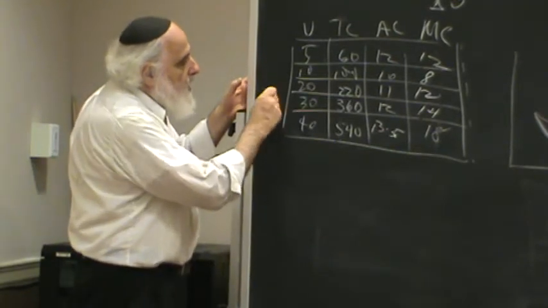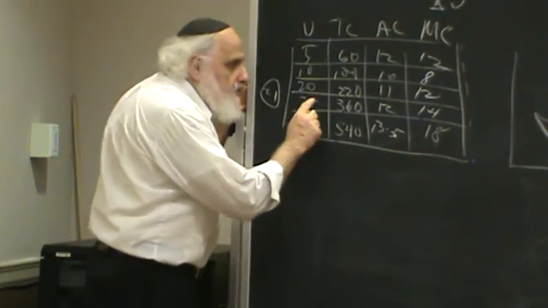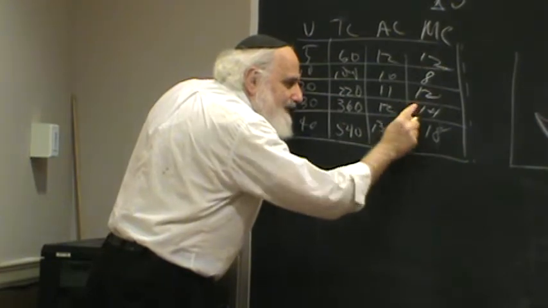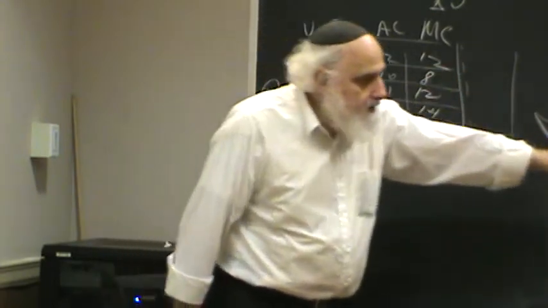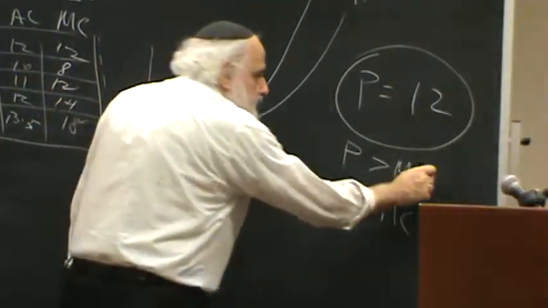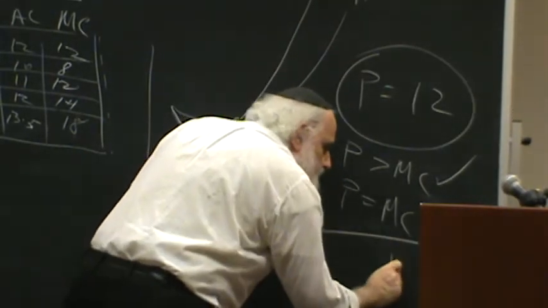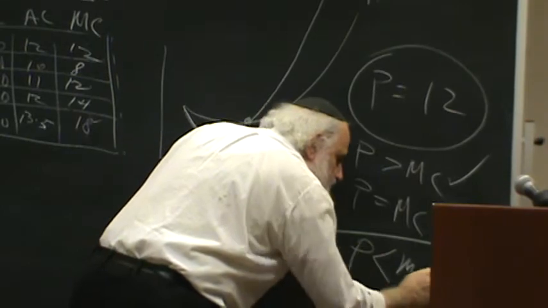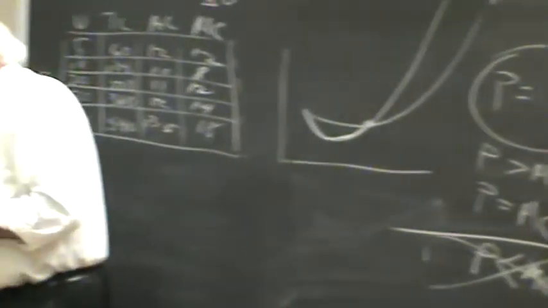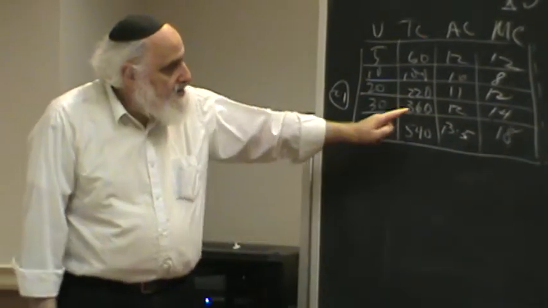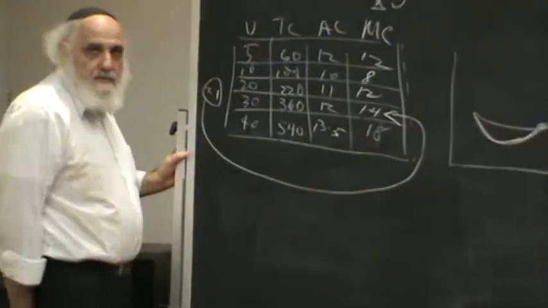The 21st one, should he produce it? Answer, no. The 21st one cost him 14, and he's only getting 12. So, as long as the price is greater than marginal cost, he does it. As soon as price equals marginal cost, he stops, because beyond that point, marginal cost is going to be greater than price. In other words, it's going to cost him more than he's getting. And notice, he doesn't look at the average cost.